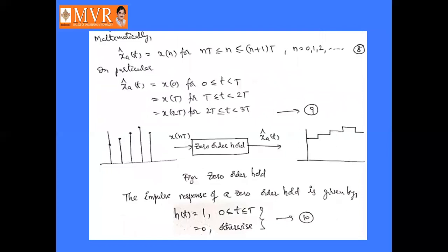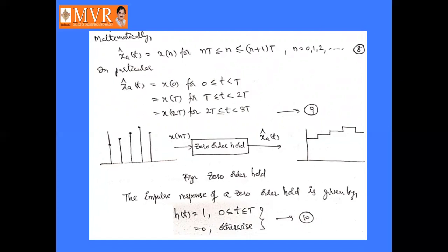Mathematically, it is represented as x hat of t is equal to x of nT for nT less than or equal to t less than (n plus 1) into T, for n equal to 0, 1 up to N. In particular, x hat of t is equal to x of 0 for 0 less than or equal to t less than T, x of T for T less than or equal to t less than 2T, and x of 2T for 2T less than or equal to t less than 3T. That is equation number 9.